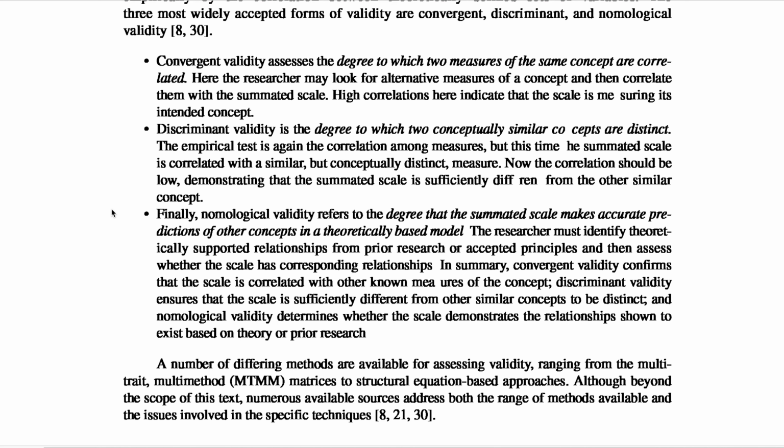The researcher must identify theoretically supported relationships from prior research or conceptual principles and assess whether the scale has corresponding relationships. In summary, convergent validity confirms that the scale is correlated with other known measurements, discriminant validity ensures that the scale is sufficiently different from other similar concepts to be distinct, and nomological validity determines whether the scale demonstrates the relationships between the constructs based on theory or prior research.